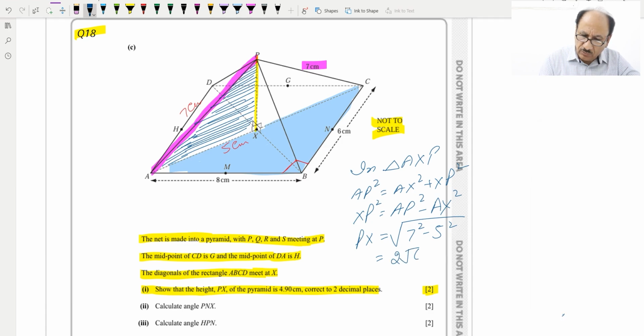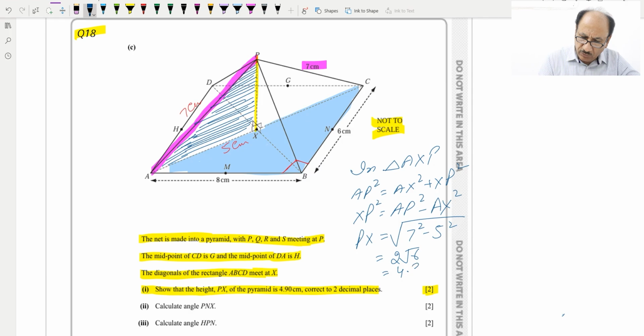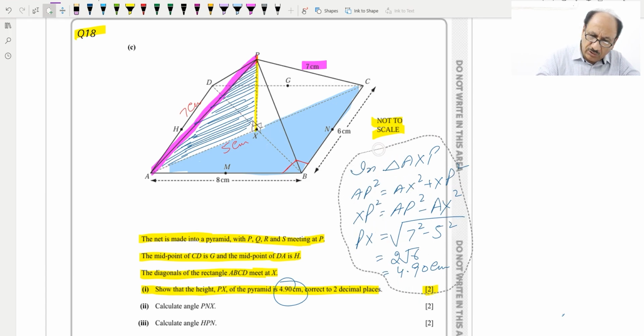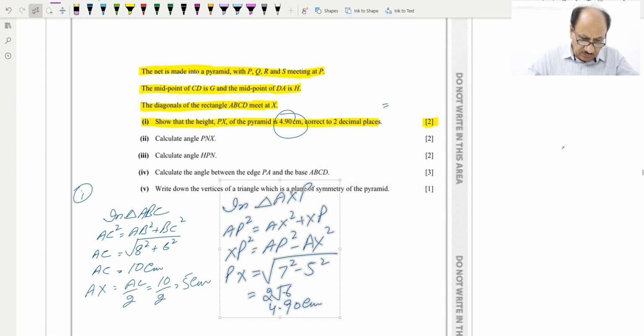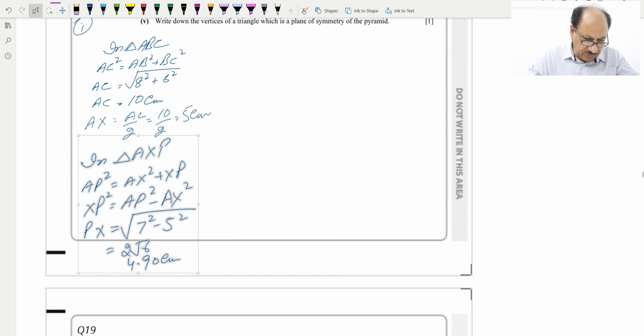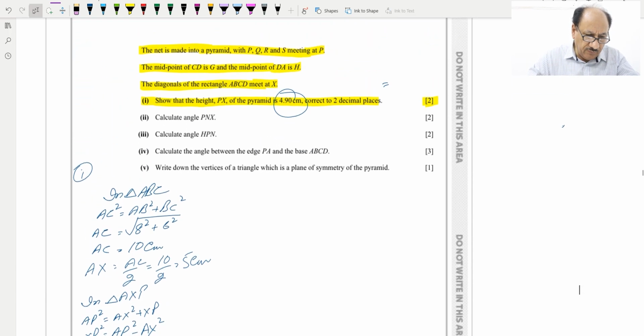root 6, and the decimal value will be 4.898. So we can round it to 4.90, which is required. So this is in centimeters. This is the answer which was required. We are done with the answer, and now shift this to the proper place, and that will be our final answer for part A. And I will just reduce a little over here. So this is part 1 which we have done.